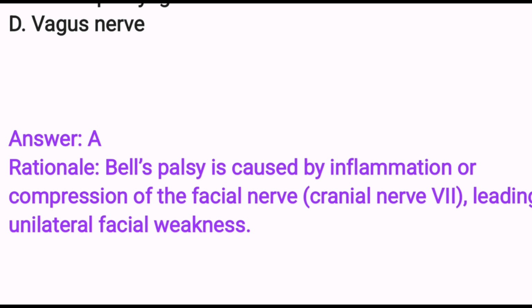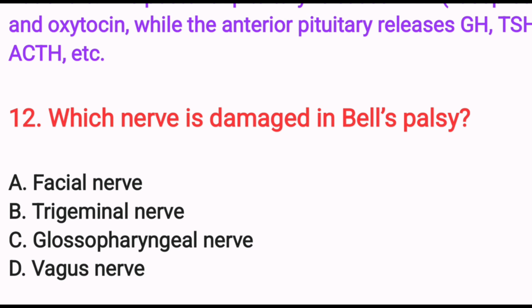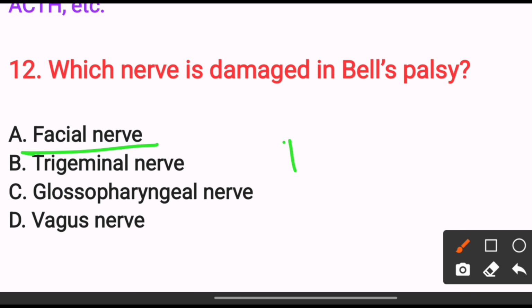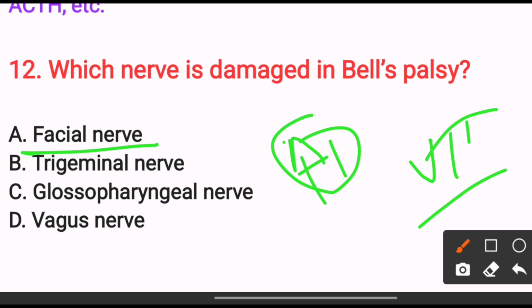Next, which nerve is damaged in Bell's palsy? Option A, facial nerve. Option B, trigeminal nerve. Option C, glossopharyngeal nerve. Option D, vagus nerve. The answer is option A, facial nerve. Facial nerve damage is in Bell's palsy. Bell's palsy is caused by the inflammation or the compression of the facial nerve. The facial nerve is also known as the seventh cranial nerve.